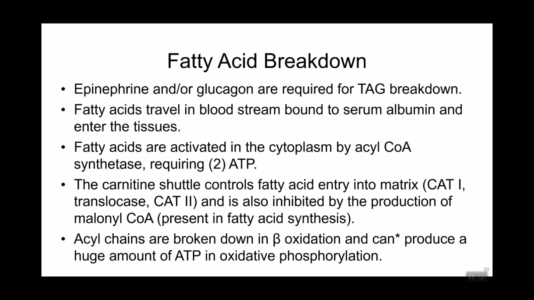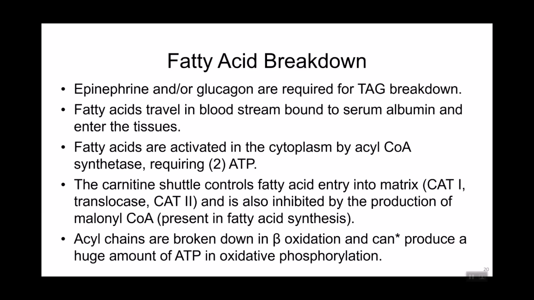The carnitine shuttle will then import the acyl chain by first transferring it onto carnitine, and then translocate it in exchange for a free carnitine. The acyl chain will then be transferred back onto coenzyme A in the mitochondrial matrix, and this import step will be inhibited by the production of a molecule called malonyl-CoA, and that's going to be made in fatty acid synthesis. Beta oxidation will then break down the acyl chains in a series of 4 reactions, which will produce NADH, FADH2, and acetyl-CoA for the citric acid cycle.